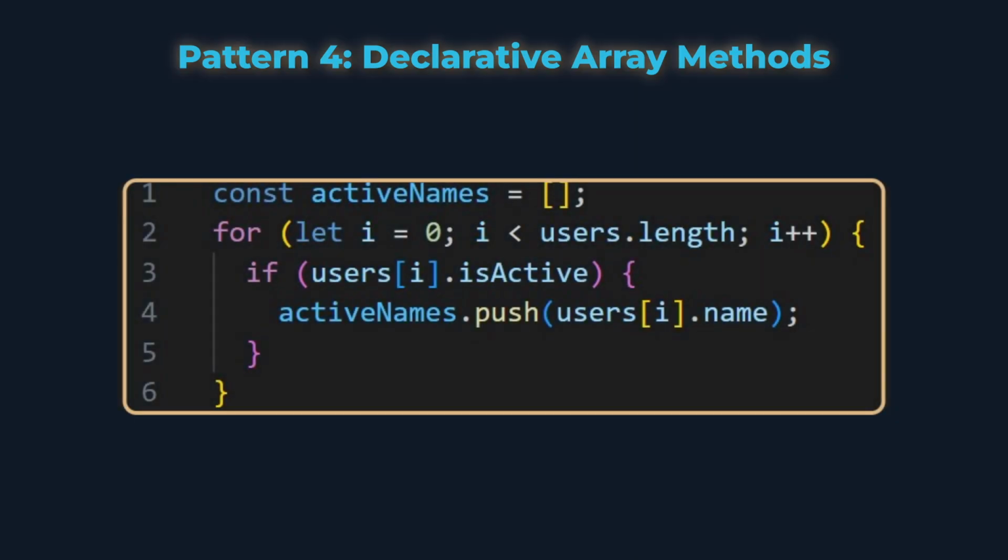Pattern 4. Breaking your addiction to for loops. I know, we learned them in the basics, but they are low-level thinking. If you want to get the names of active users, don't do this. That's a lot of typing for 2026. Let the array methods do the heavy lifting.